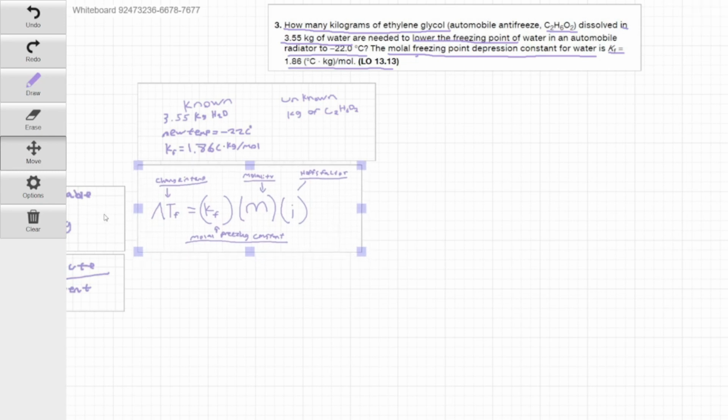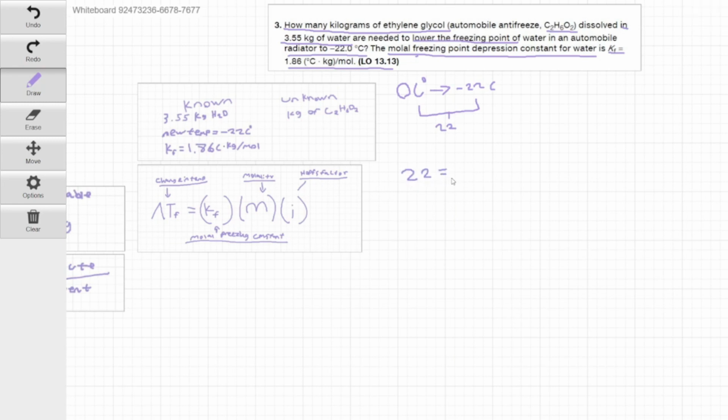Okay, now how are we going to arrive at this point? Well, first, we'll plug everything in. So first, how do we get our delta T? Well, that's easy. The normal freezing point of water is 0 Celsius. It goes down to negative 22 Celsius. Now, what is the number from here to here? It's going to be 22. You're going to have a change of 22, and that is going to take the place of delta T.